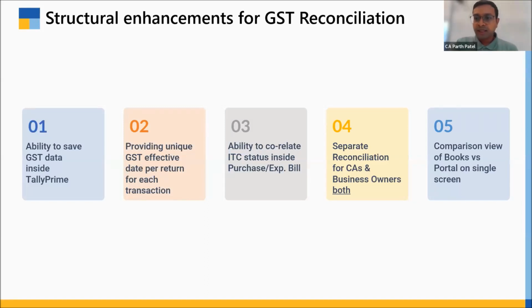Then the fifth capability, comparison view of books versus portal on a single screen. So this is essential, it sums up everything which every chartered accountant or a tax practitioner will be looking for. On the same screen, you'll be able to view your total data, your data as per transaction. Comparison will be on a total to total basis on the same screen. Comparison can also be on a transaction to transaction basis. Comparison can also be on a party to party basis, comparing books versus portal data.